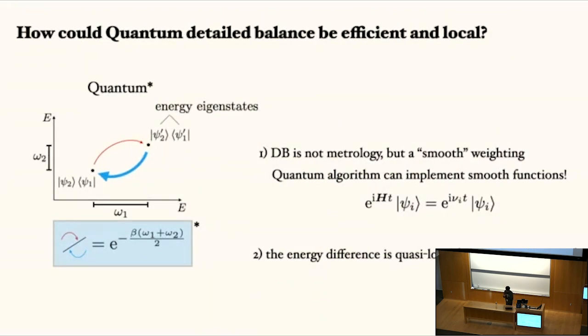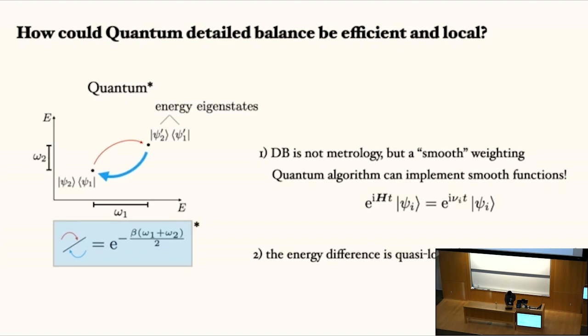Let me highlight some nice observations and findings. One thing we were very surprised by when we arrived at this exactly detailed balanced Lindbladian is: how come you can have quantum detailed balance exactly? There seems to be this kind of issue with metrology and exactness, right? How do you get exact detailed balance without measuring the energy?